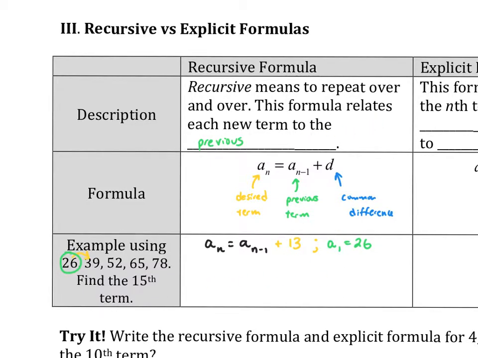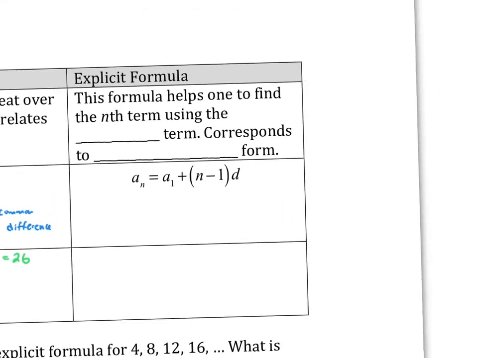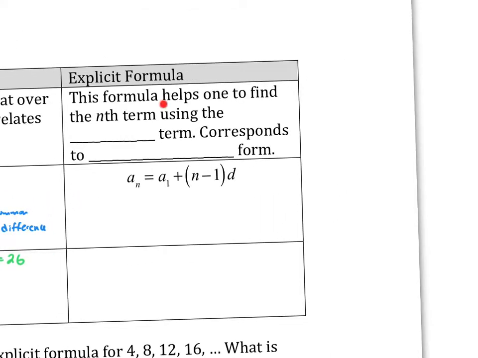So let's look at explicit now. This formula helps one to find the nth term using not the previous term, but the first term. And this corresponds roughly to slope-intercept form.